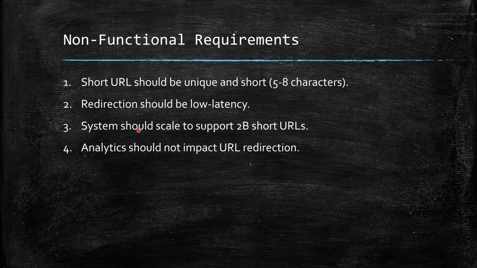Third is that the system should scale to support 2 billion short URLs. So I've taken this number to scale, which is 2 billion. You can justify it in an interview by doing some mathematics around this. So you can say on a day there is 1 lakh or 100,000 URLs being generated, and in these many years or days 2 billion URLs will be generated. So we are going to scale up to that.